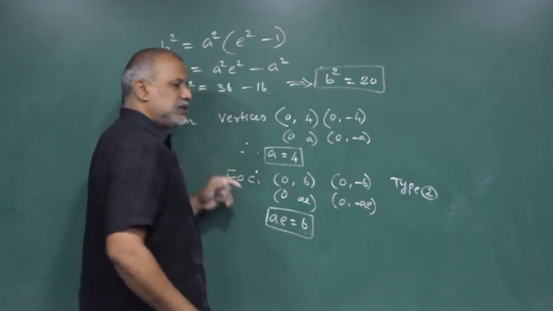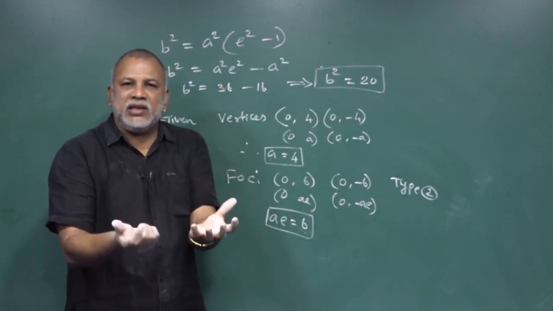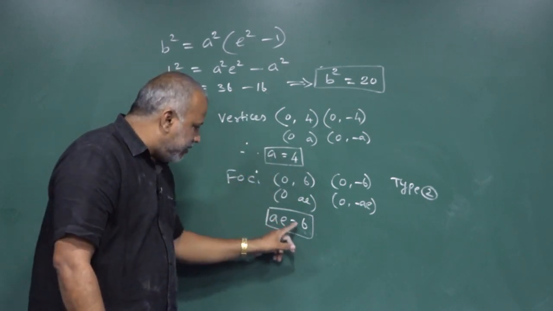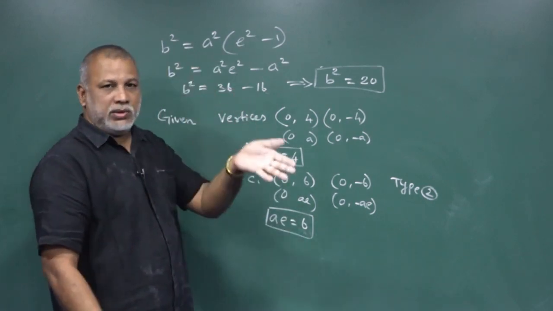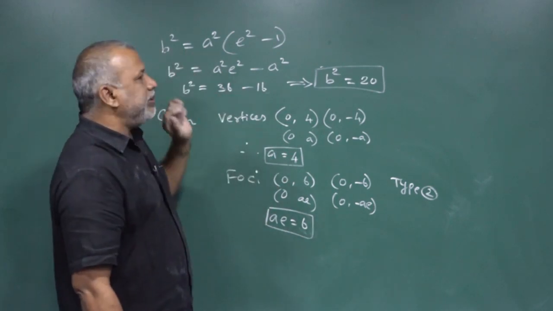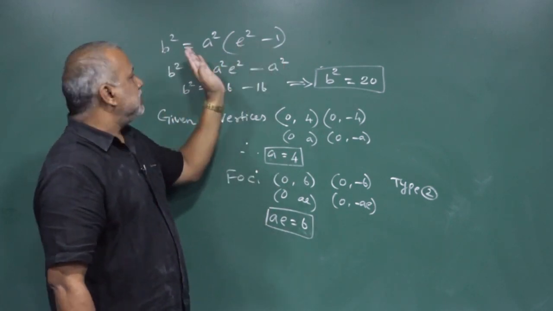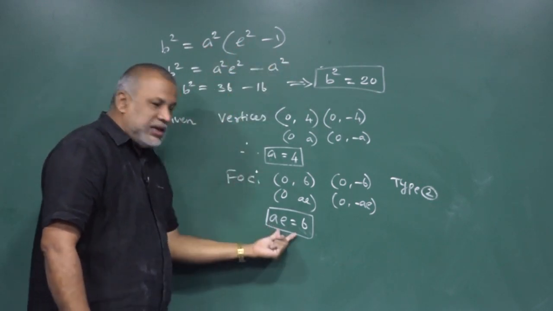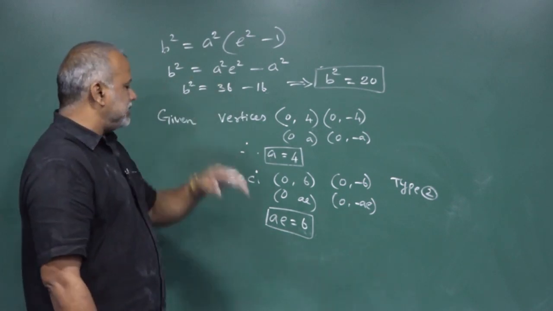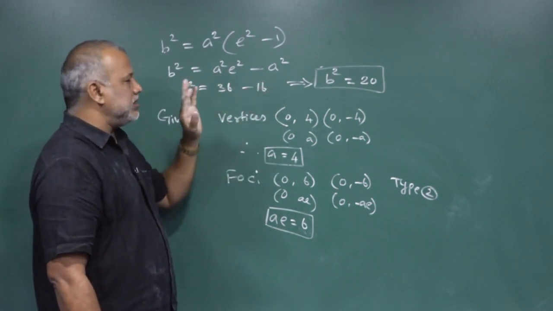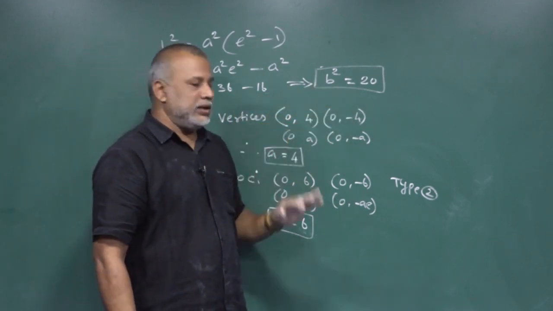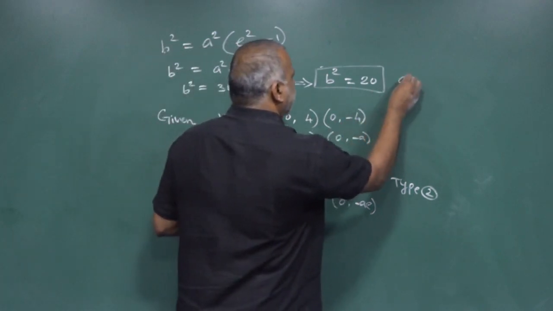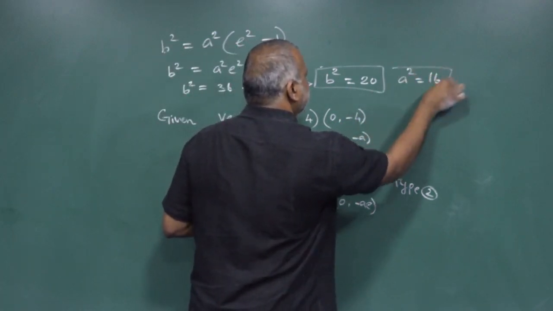See the logic first. What are the things we have in our hands? We have the a value 4, and the ae value 6. Then use the formula, we need b squared. The formula to find b squared is a squared of e squared minus 1. Opening this bracket, we get a squared e squared minus a squared. Here ae means 6, squaring it gives 36. A is 4, squared is 16. Therefore b squared equals 20. See the results: a equal to 4, therefore a squared equal to 16.